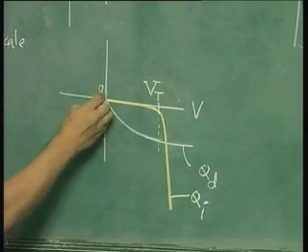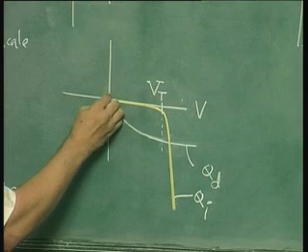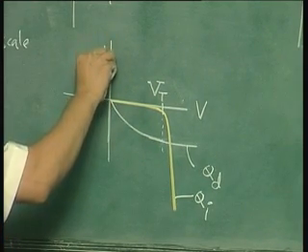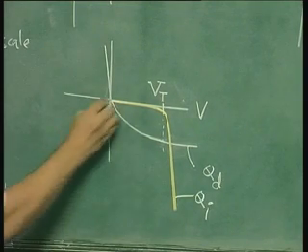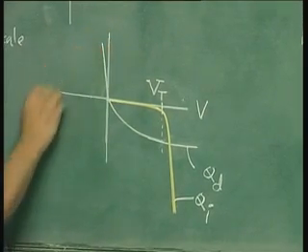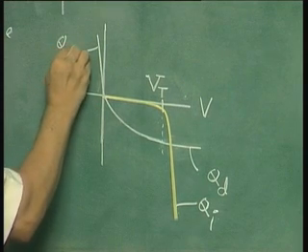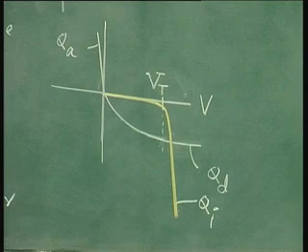Now we can complete the picture and show the accumulation charge. On the other side, when your voltage is negative, you have accumulation charge. Recall that the relation between accumulation charge and voltage is a straight line, and that charge is positive. So this is Q accumulation. Suffix A stands for accumulation.